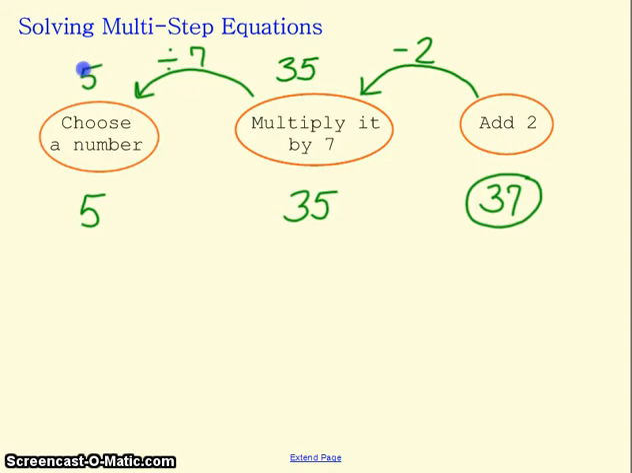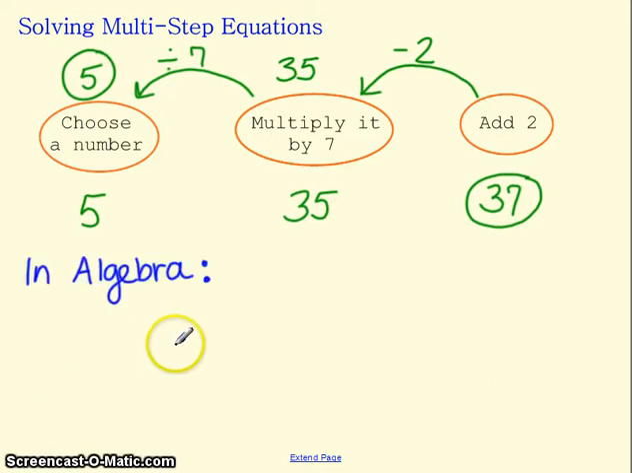If you're talking to someone who's decently good with math in their head, they know how to undo what you did, and they can say, oh, I know, your number was 5. So let's think about what this would look like in algebra. We could write an equation to represent this situation.